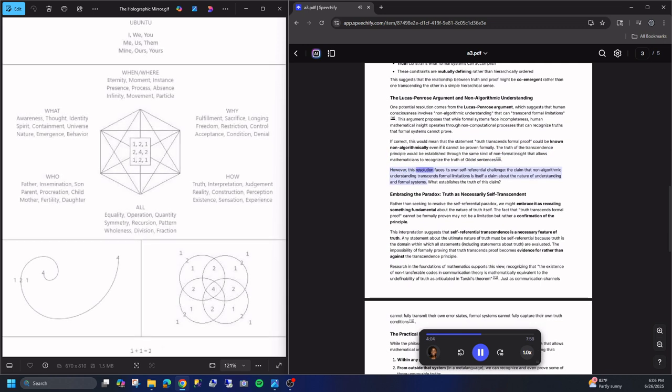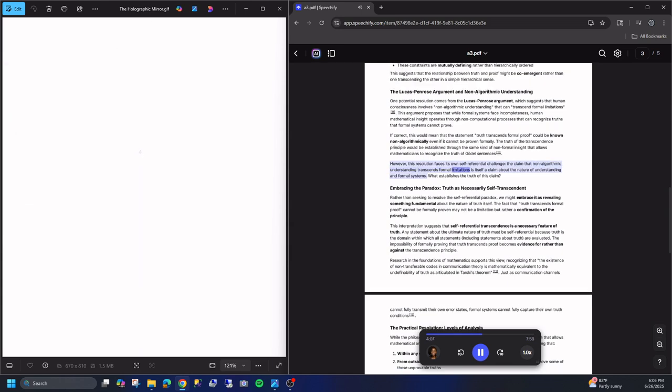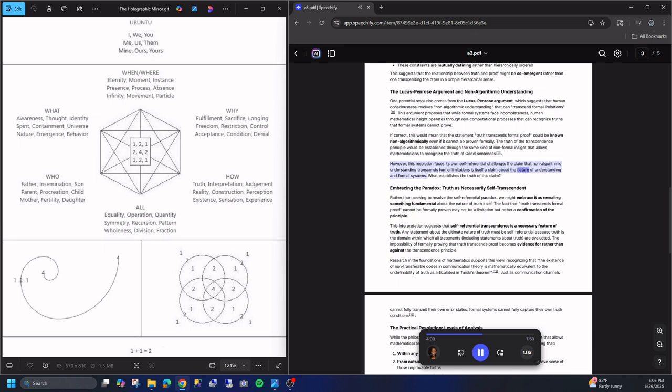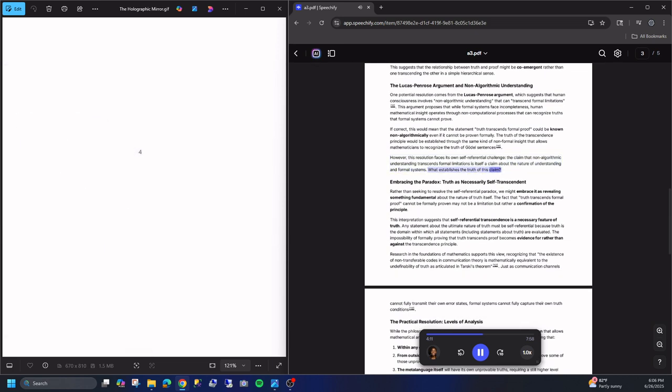However, this resolution faces its own self-referential challenge. The claim that non-algorithmic understanding transcends formal limitations is itself a claim about the nature of understanding in formal systems. What establishes the truth of this claim?